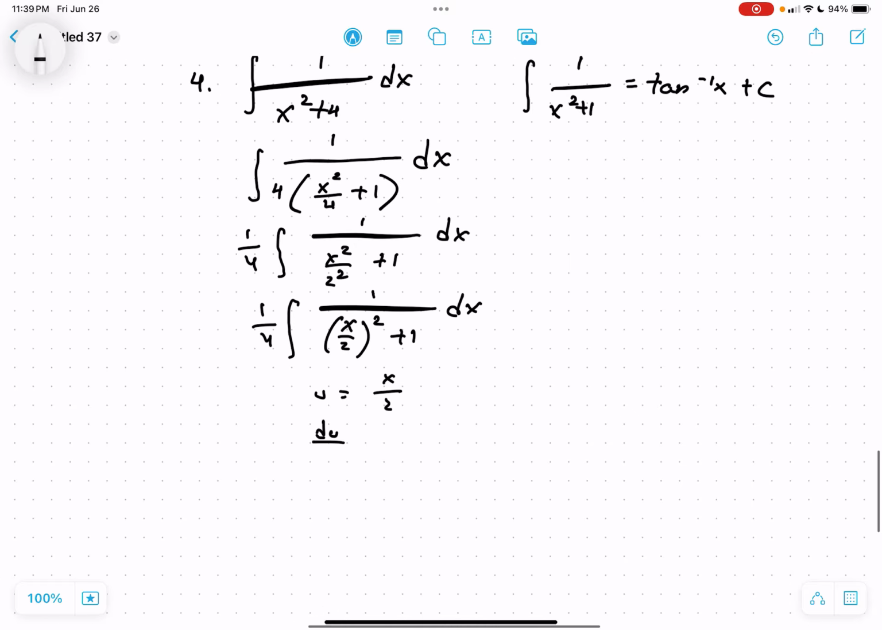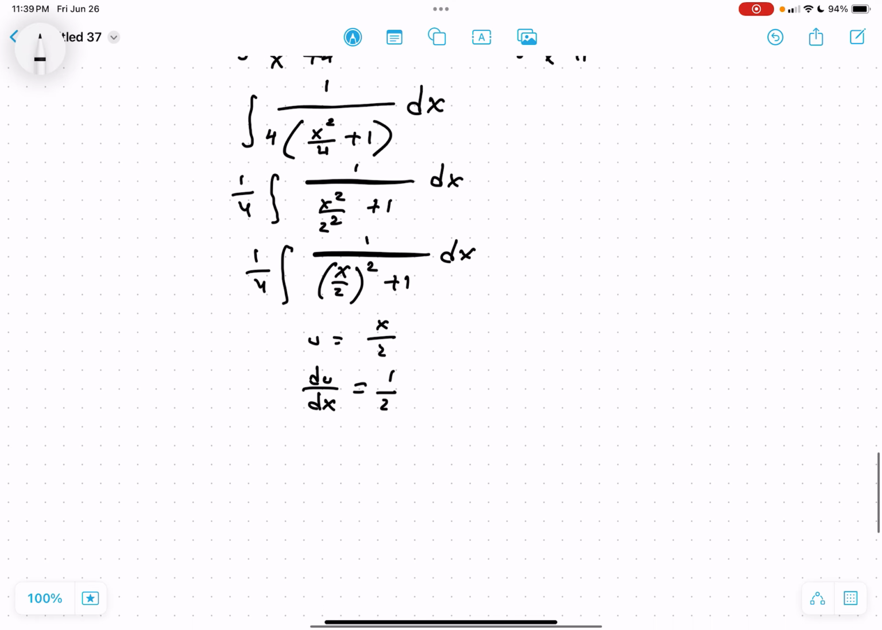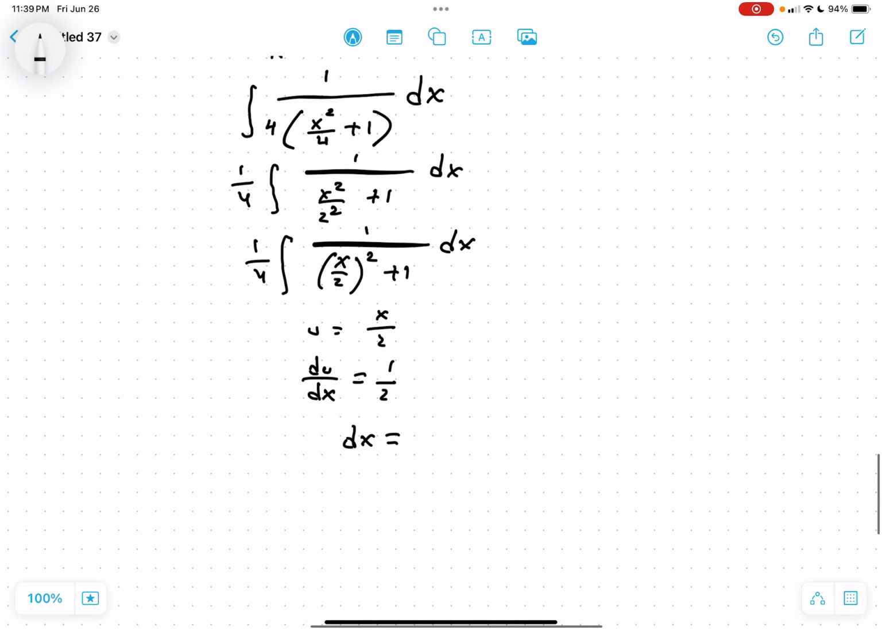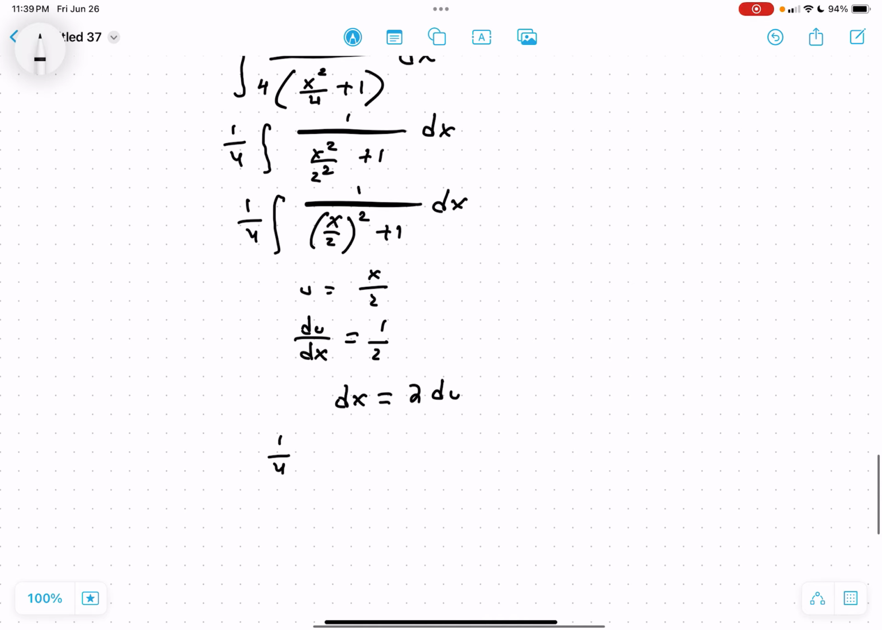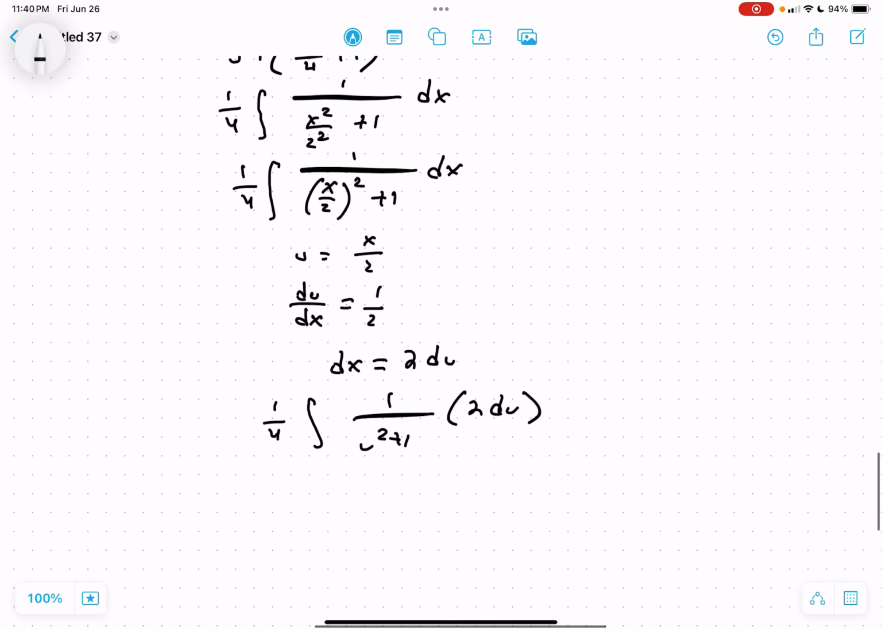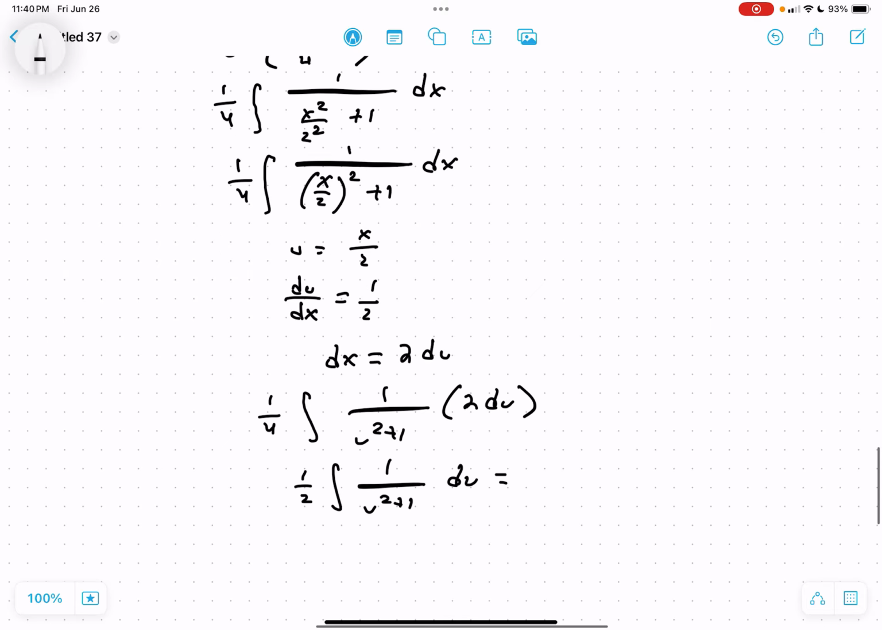I'm going to take du dx, and I get 1/2. Now I'm going to solve for dx, and I get dx equals 2 du. Now I'm going to rewrite my integral, so it's going to be 1/4 times the integral of 1 over u squared plus 1 times 2 du. I can bring out that 2, and this will become 1/2 times the integral of 1 over u squared plus 1 du, which equals 1/2 tan inverse u plus c.